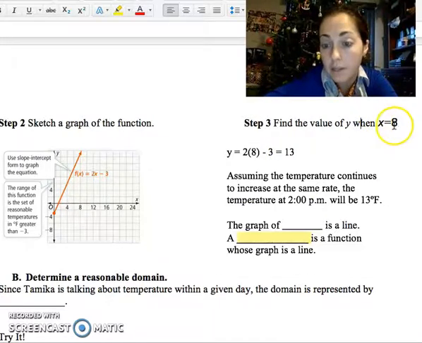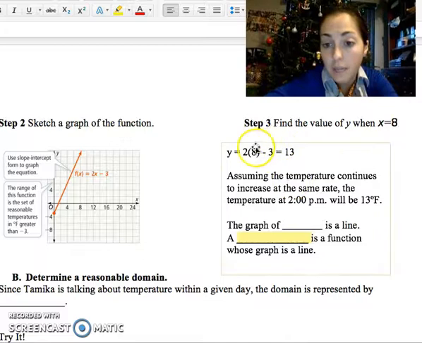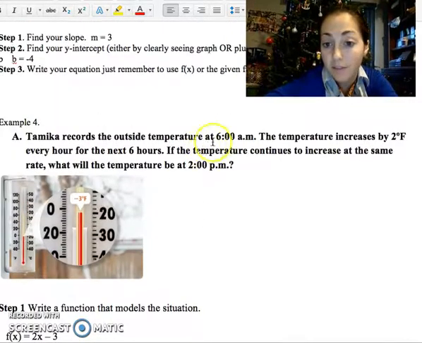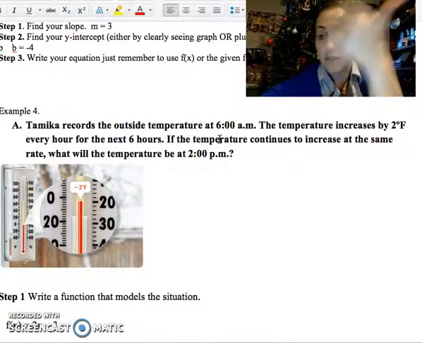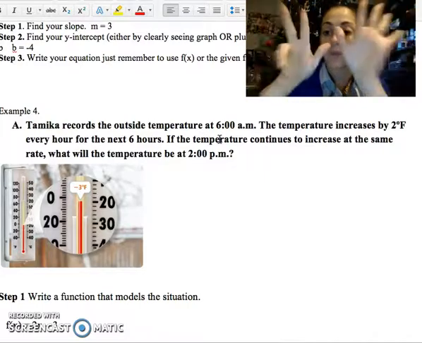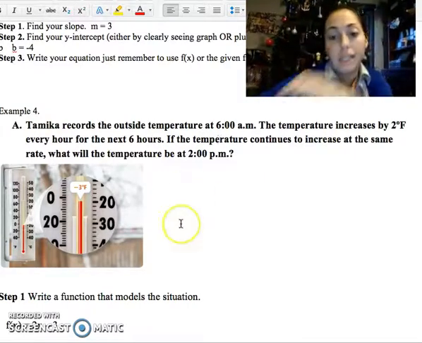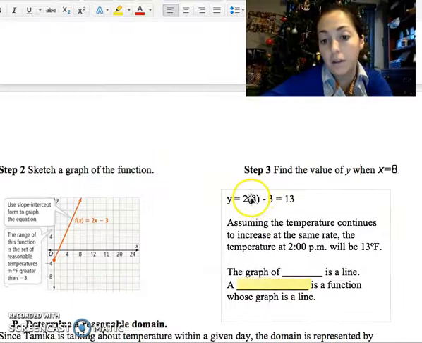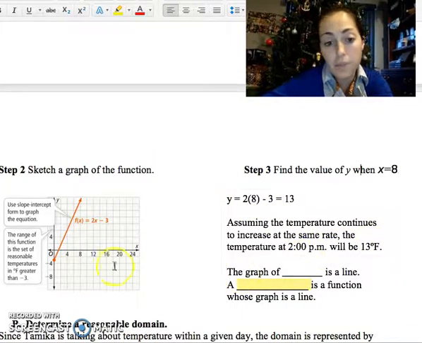Find the value of y when x equals 8. So at 2 p.m., 8 hours from the start time of 6 a.m., right? 7, 8, 9, 10, 11, 12, 1, 2, 8 hours. Back it up. 8 hours later, so that's why an 8 went in. And then it will be 13 degrees.